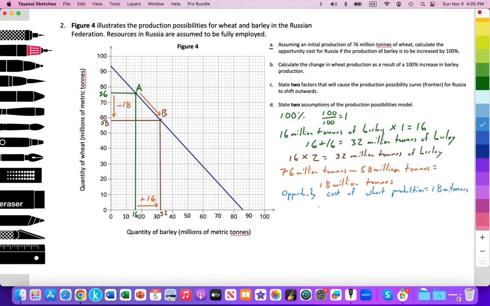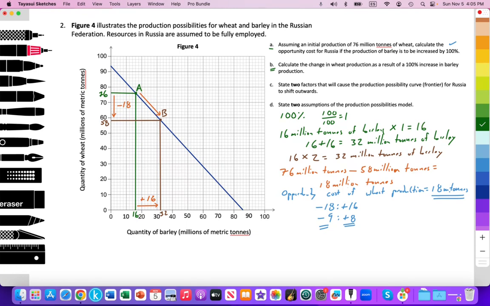So we have a ratio here of reducing wheat production by 18 million in order to increase barley production by 16 million tons. I can reduce that perhaps to -9 and +8. So in order to generate an additional 8 million tons of barley, I lose 9 million tons of wheat. So I've answered that question. Here's the answer, right? 18 million tons of wheat is the opportunity cost. Perfect. Done. Let's move on to question B.